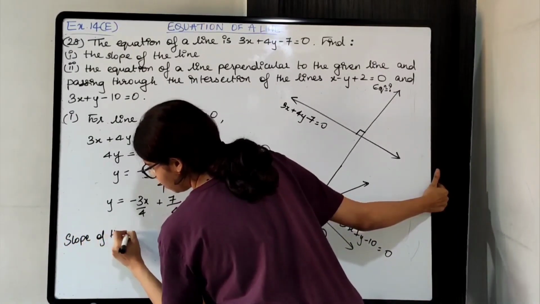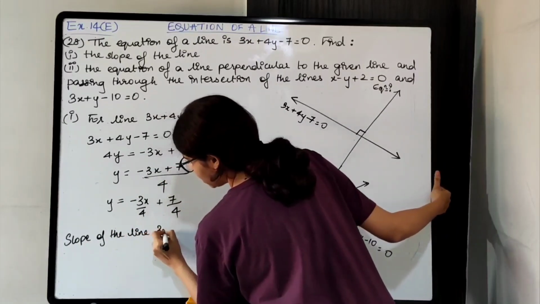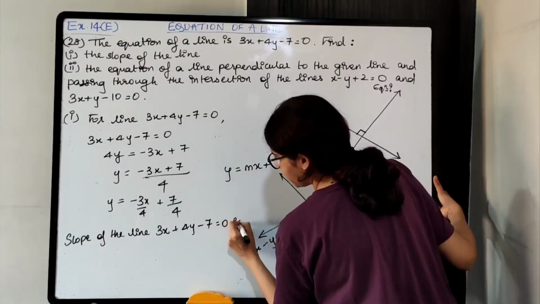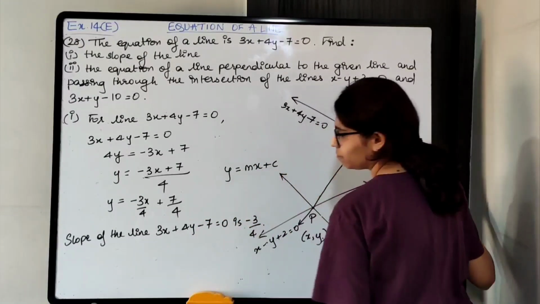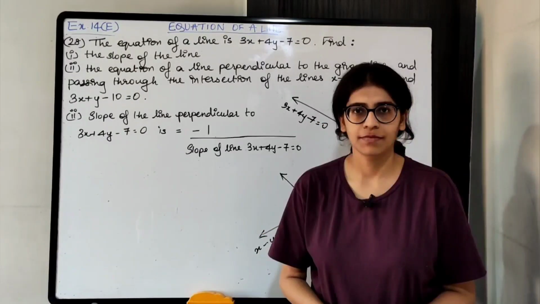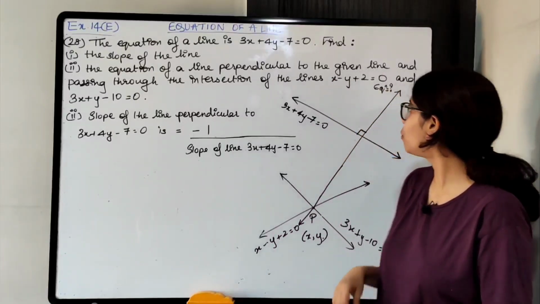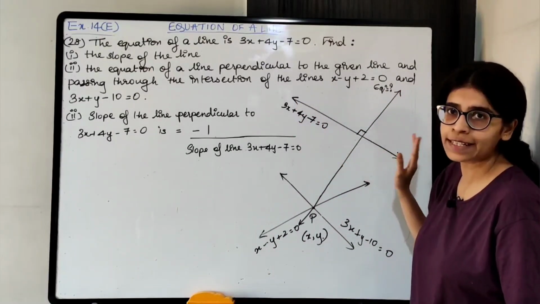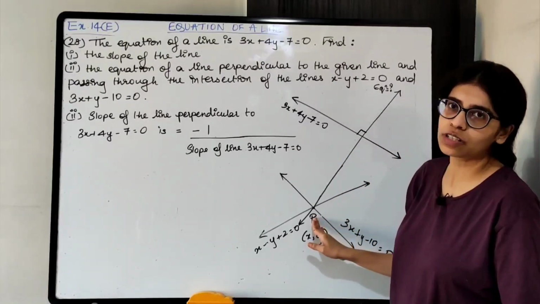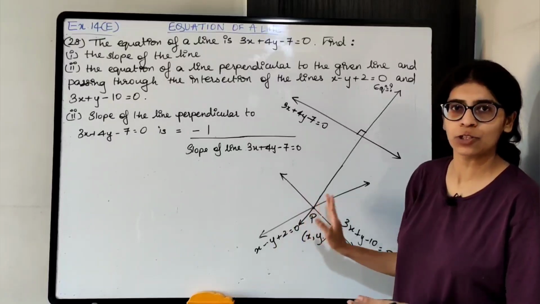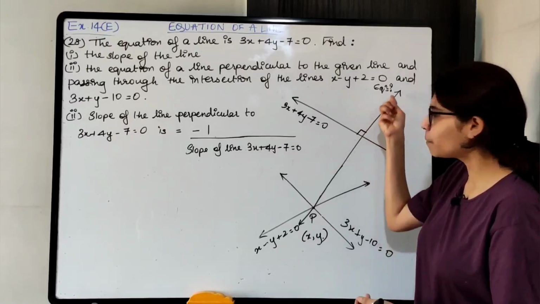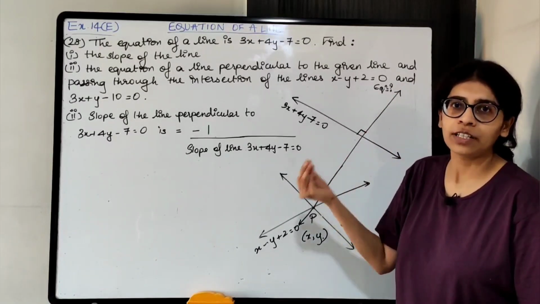Okay, so slope of the line 3x + 4y - 7 = 0 is -3/4. Okay, so don't forget to write this statement. All right. For second part, we have to find the equation of the line which is perpendicular to 3x + 4y - 7 = 0 and is passing through the point P, which is the point of intersection of two other lines, जिसका equation दिया है. So for this we need the slope of this perpendicular line and the coordinates of one point.